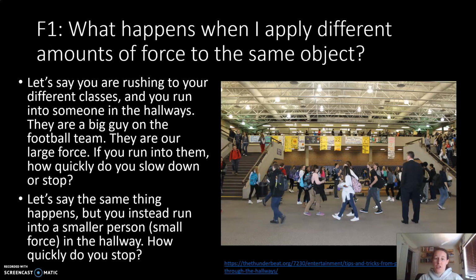What I really struggled with is thinking about the opposite. What happens when it slows down? I thought about this a lot this morning. So this is the example I came up with, and I don't know 100% if it's going to make sense. So if you have a question or it doesn't make sense, go ahead and leave a comment or message me on Schoology or email me, and I will try again. So let's say you're rushing to your different classes and you run into somebody in the hallway.